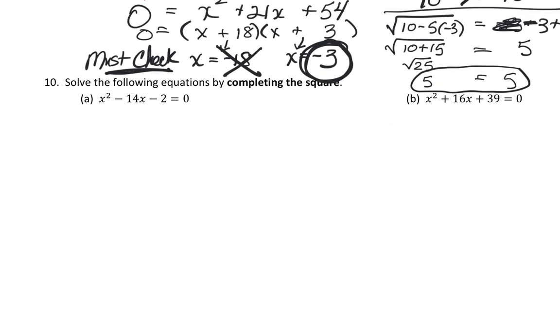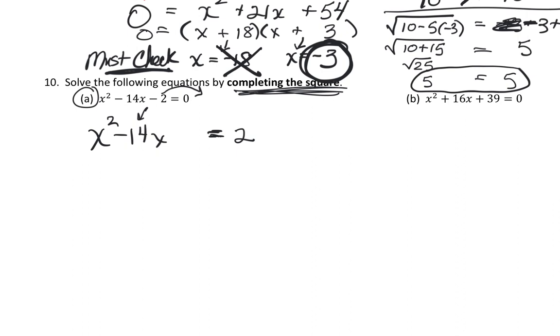Solve the following by completing the square. Let's do A. Okay, so to complete the square, I'm going to be checking your work. To start, we're going to clear the negative 2 to the other side, and it becomes positive 2. And notice I left room to the right of the negative 14 to add the correct number. Remember, we want to create a perfect square. The way you get that number is you take 14, right there.